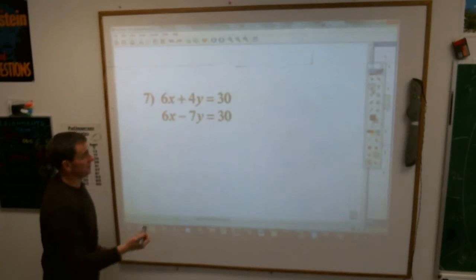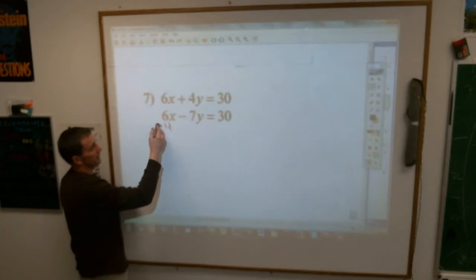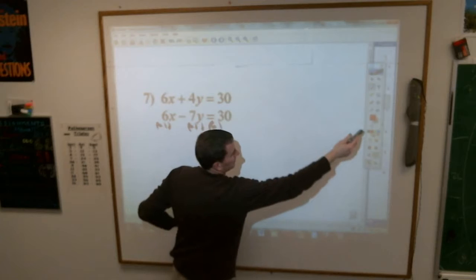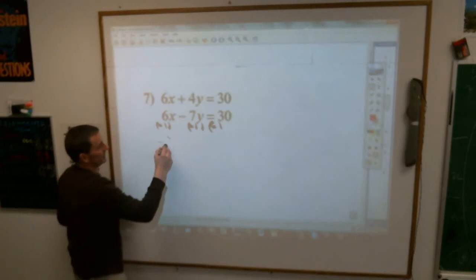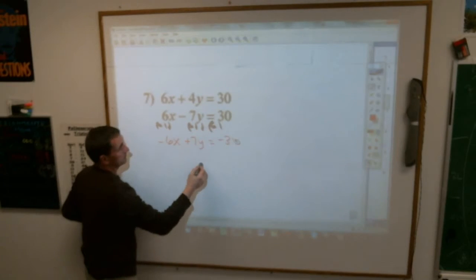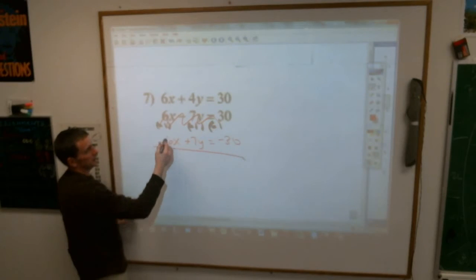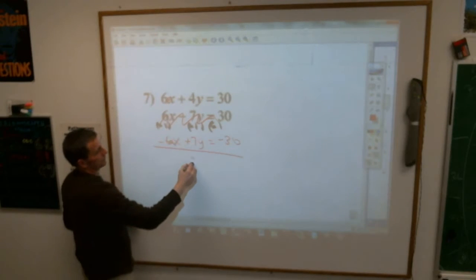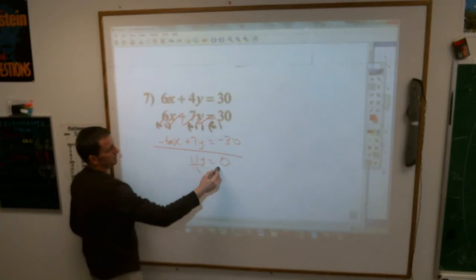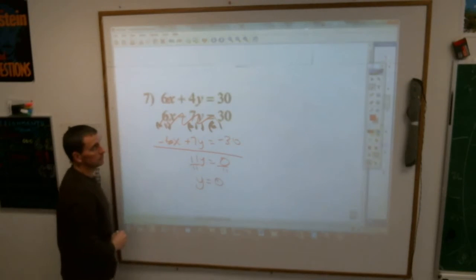But these are already 6s, so the fix is just multiply either the top or the bottom by -1. I multiply this by -1, -1, -1. Now I will have opposites. I will have a negative 6x, a positive 7y, and a negative 30. And this whole thing goes away. When you add them together, 6x minus 6x goes away. 7 and 4 is 11y, and unfortunately that equals 0. So we're back to another divide by 11. You can divide 0 by 11, so y equals 0.